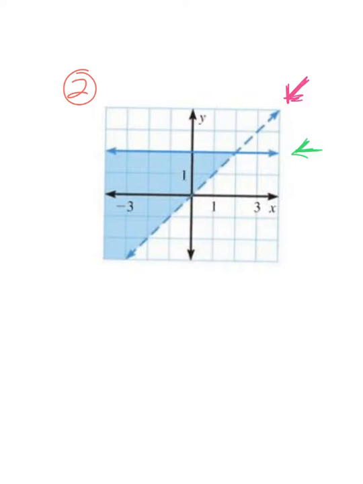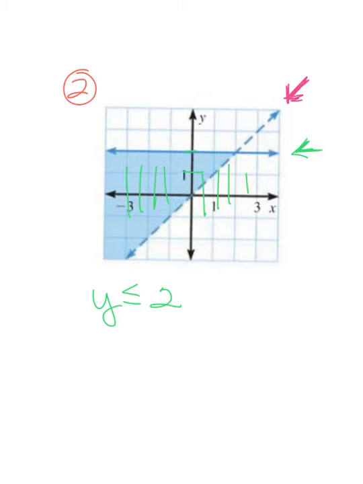Okay, let's look at number 2. Let's first start with our green line. That's a horizontal line, so that's y equals a constant. So I know that I have y, and I notice here that I'm at 2. I also notice that all my shaded region is less than 2, and I have a solid line. So my inequality there is going to be y is less than or equal to 2.